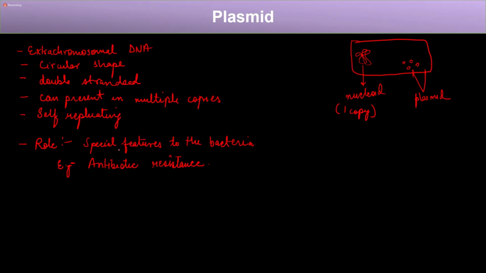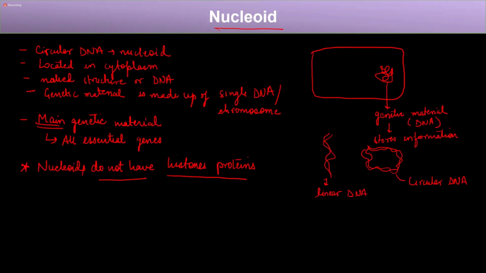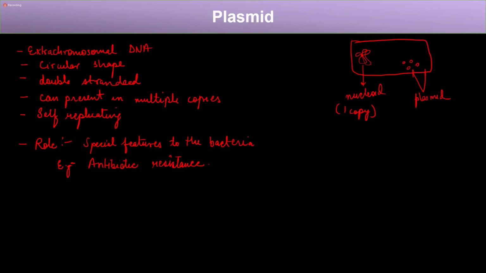So we have studied the genetic material. One was the main genetic material, that is the nucleoid, and the other is extra-chromosomal DNA, extra genetic material, that is the plasmid. Now next we'll talk about ribosomes. Ribosomes are the only organelle present in a bacterial cell, a prokaryotic cell. Now, what is the role of these ribosomes?